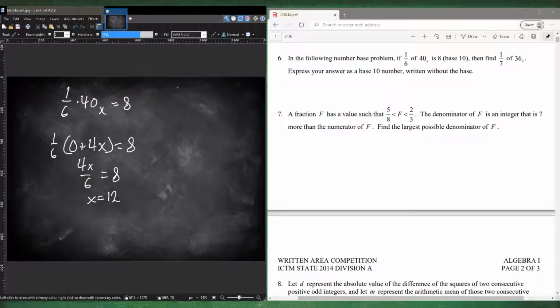Okay, so now we need to find 1/7 of 36 base x. So we know x is 12, so our constant is 6, and our linear is 3, so 3 times our 12, and then 1/7 of that. So that's 36 plus 6 is 42, divided by 7, and that is equal to our 6. And number 6 is equal to 6, conveniently.